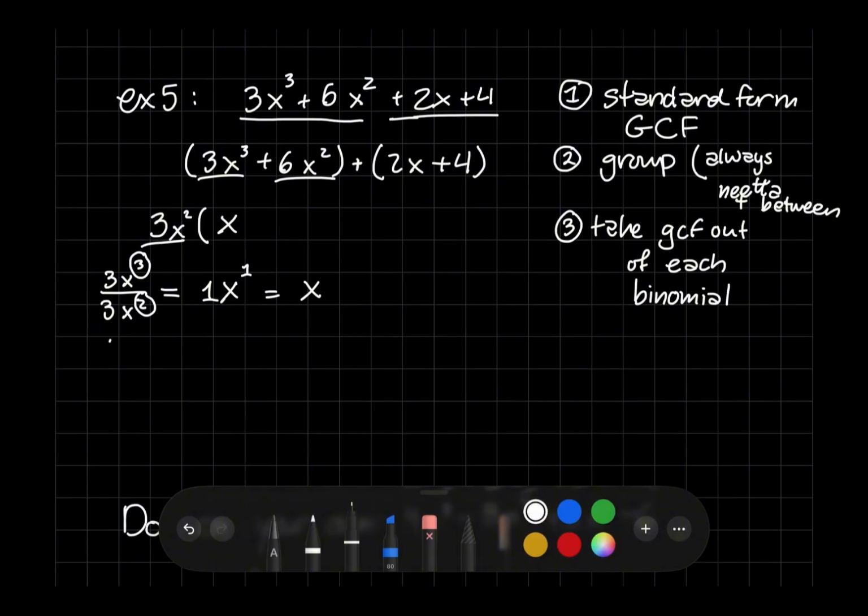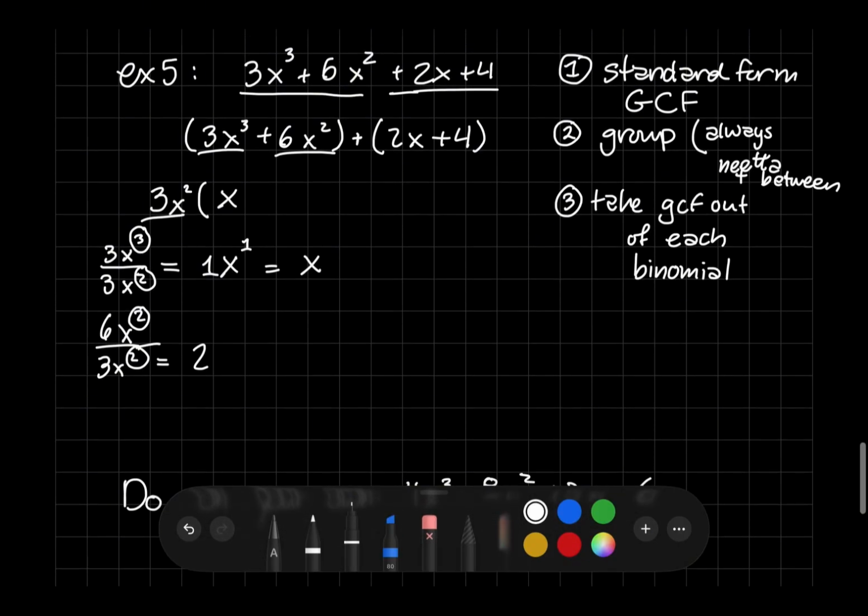Now I'm looking at 6x squared divided by 3x squared. 6 divided by 3 is going to be 2. And then x squared divided by x squared, you can know that you have the same on the top as you do on the bottom, or you can do our method where we do 2 minus 2, which is 0. So I'm left with x to the power of 0. Anything to the power of 0 is just going to be 1, so we don't need to care about it. And we are left with 2. I'm going to put that back up in our binomial.